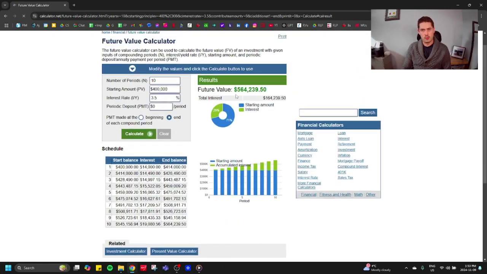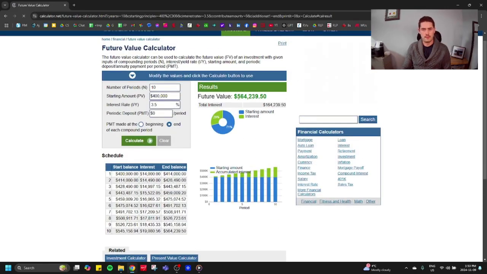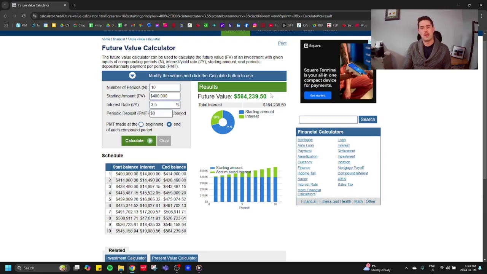So 400 quickly turns into 564. So that's about a $164,000 increase. And then what you also have to consider on top of that is if you had a mortgage on the property, over 10 years, you're paying off that mortgage. So you might have paid off 25-30% of that mortgage over the 10 years, maybe a little more. So you're probably sitting around a mortgage of maybe $300,000.